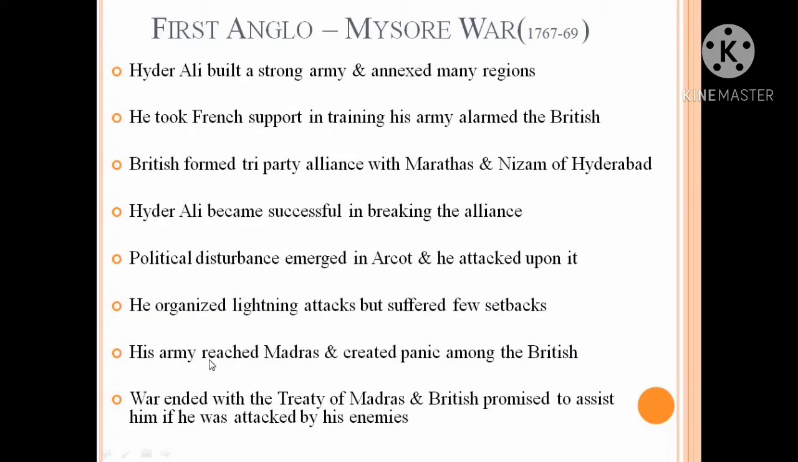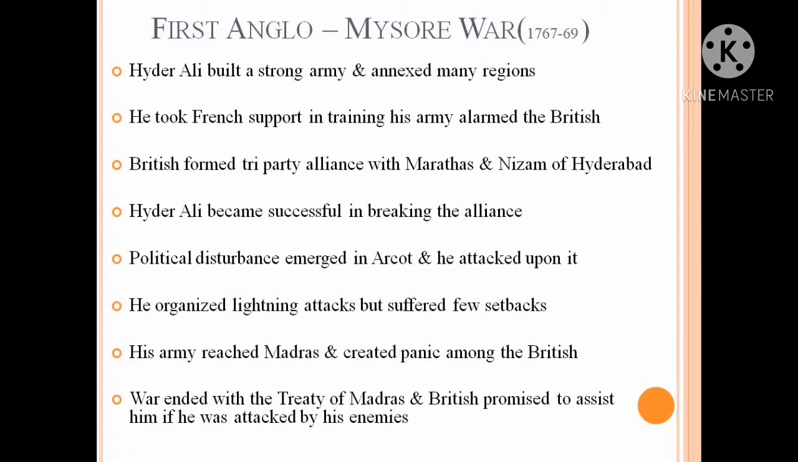In the first Anglo-Mysore War, the British thought it was very difficult. If we continue this, definitely we will lose Madras also. That's why the British came for an agreement. When the treaty was signed, the war ended with the Treaty of Madras, and the British promised to assist him if he was attacked by his enemies. So, mutual assistance, mutual help.